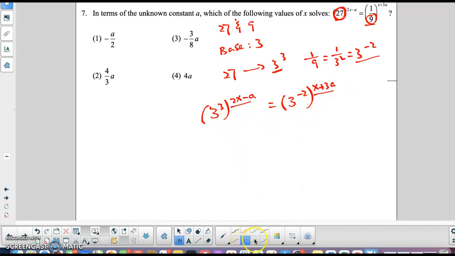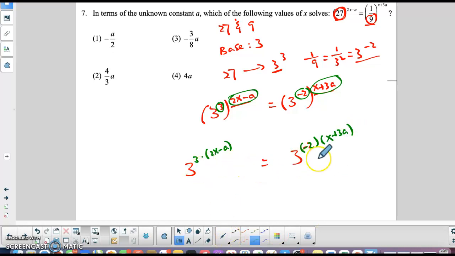Okay, now we have the same base. Now we need to apply the power rules, multiply the exponents. All right, so keep the base 3, keep the base 3. The exponent, you have 3 times 2x minus 8. Okay, put the parentheses around. All right, the right side, same thing. You multiply the exponent, negative 2 times x plus 3a. All right. Okay, now up to here, you notice both sides have the same base. That means the exponents need to be the same. Let me highlight that. Exponents need to be the same.